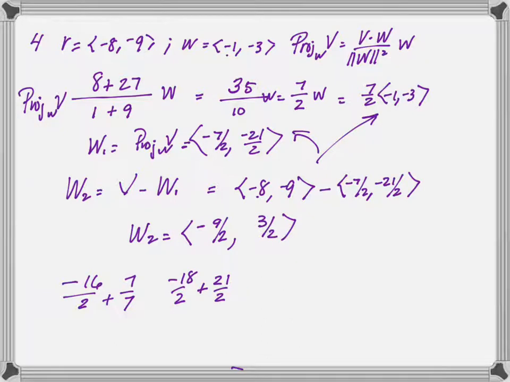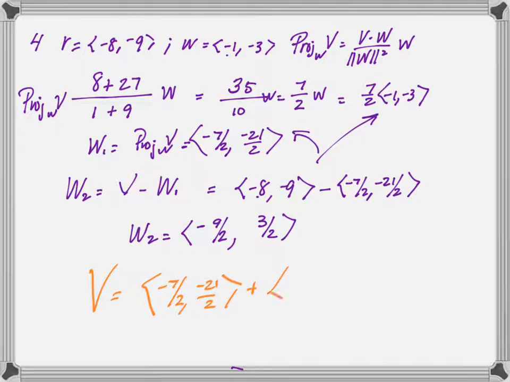Okay, so this was just my work there. So v is equal to w1, which is (-7/2, -21/2), plus w2, which is (-9/2, 3/2). So (-7/2, -21/2) plus (-9/2, 3/2). All right, let's go on to number 5.